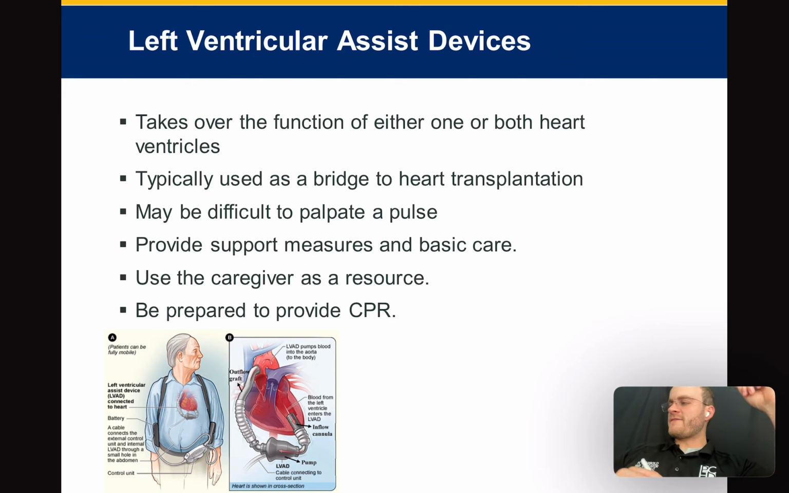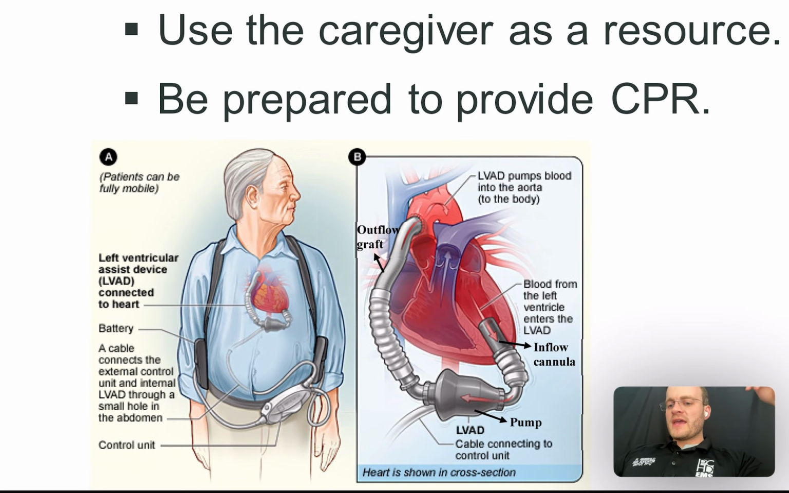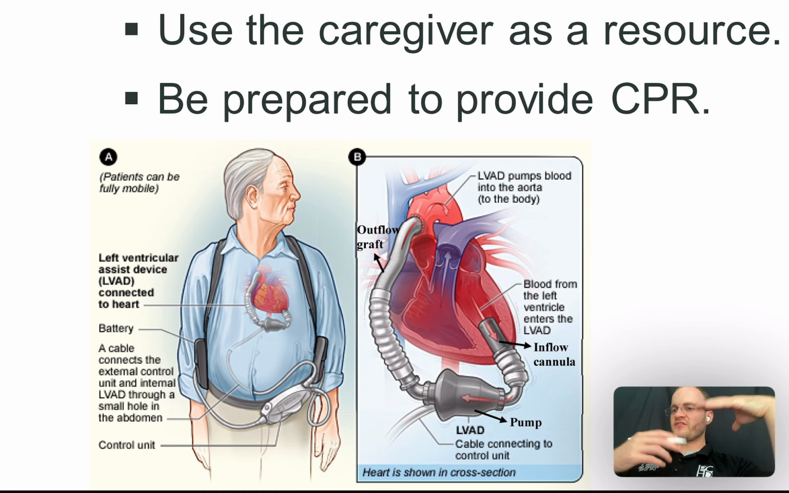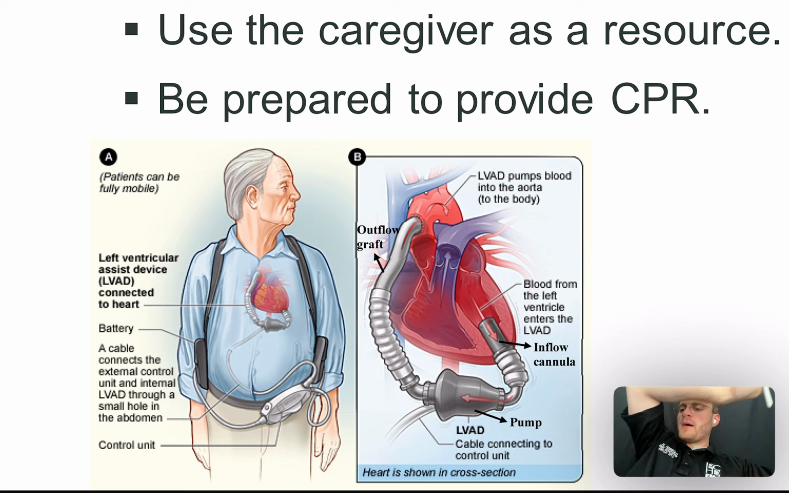Now, LVADs, this is a left ventricular assist device. They're called LVADs. And so the left ventricle is pumping blood up to my head and down to my toe. And so what happens is in heart failure, that left ventricle becomes weak. And so what we can do is we can put some tubes up in the heart that will pump blood out of the left ventricle through this little pump and into the aorta. So it's assisting. It's called a left ventricular assist device. It's assisting the left ventricle to pump blood out of the left ventricle and up into the aorta.